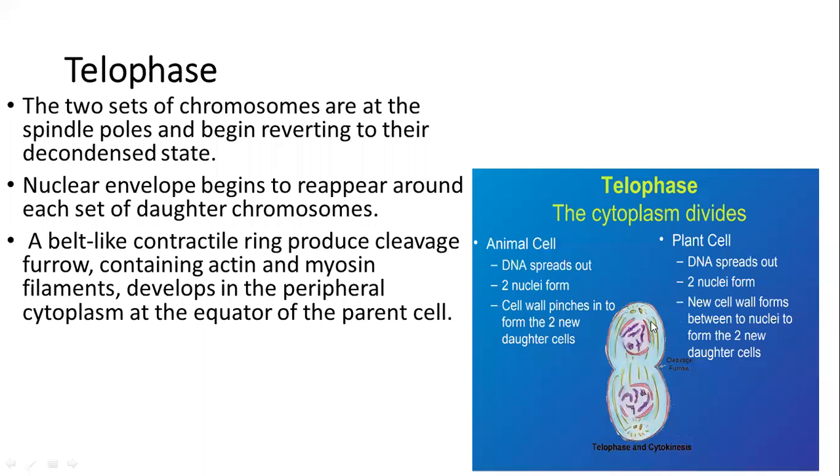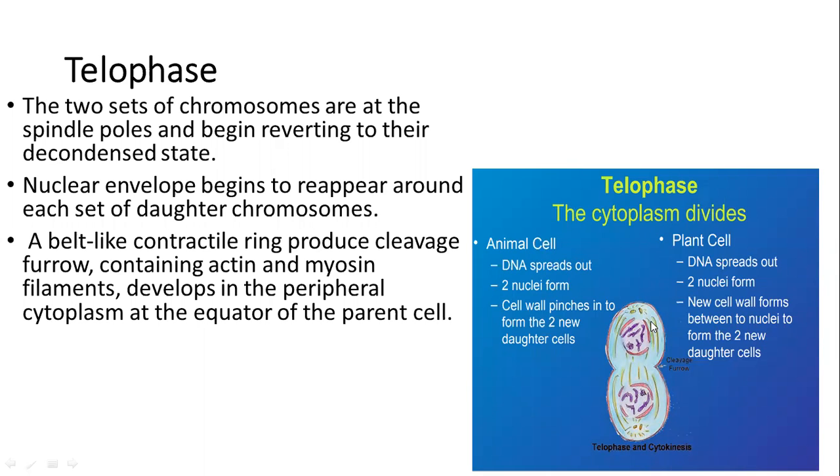Remember, when they were in the condensed state, there was a thickening of the chromosome during the process of prophase. There was coiling and thickening. During the process of telophase, there is uncoiling and thinning of the chromosome. And the nuclear membrane is going to reappear.